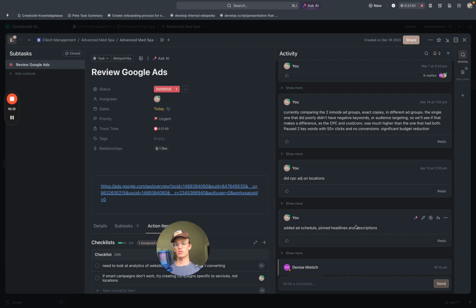This is why you always keep notes so you don't go in and constantly check things that have already been fixed. That's something that obviously I overlooked, and it just wastes time. So make sure you keep track of major adjustments that you've made, so that way you don't constantly think, oh, have I done this yet or not? Let's see. We also did a CPC adjustment on location, so we don't have to worry about that either.